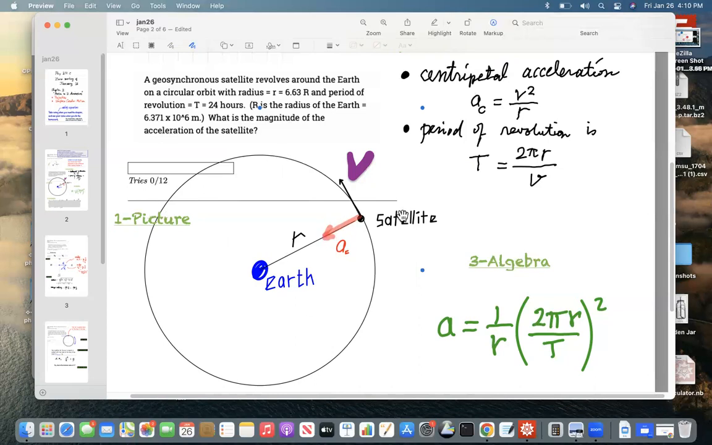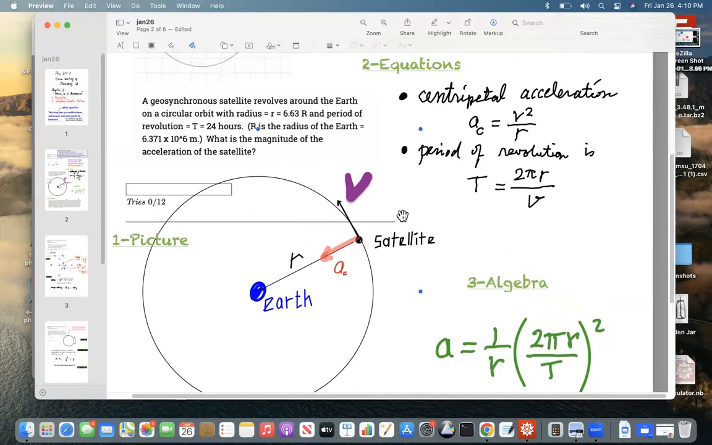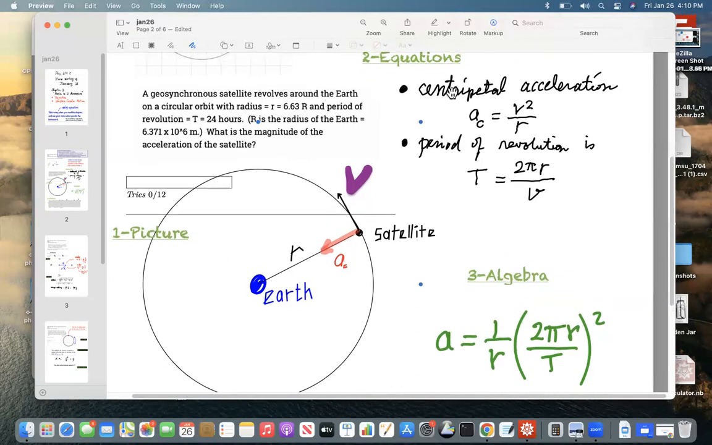So there's the picture. Now, what are the equations? Well, one equation is the equation for centripetal acceleration. That's what we're trying to calculate. And the centripetal acceleration is v squared divided by r. That's an equation you have written in your notebook from reading the chapter. Now, the problem doesn't tell you what v is. So you need another equation to determine the value of v. How fast is it moving?